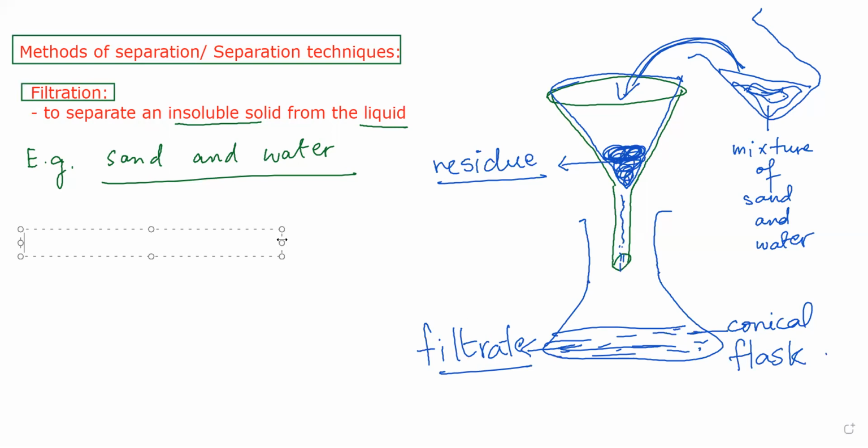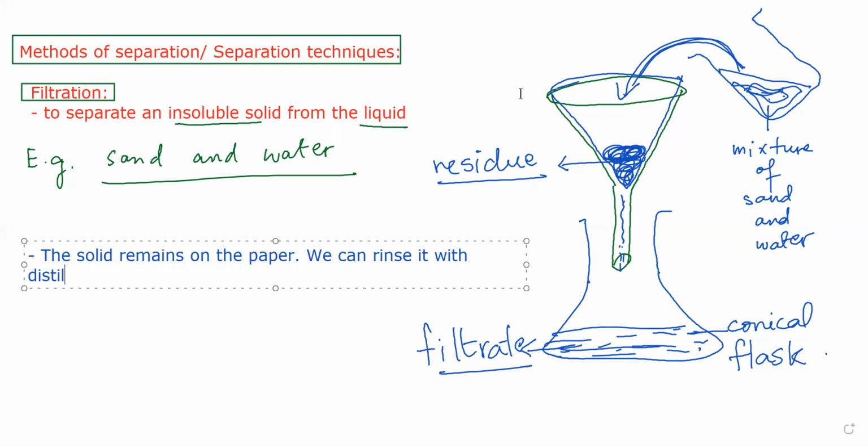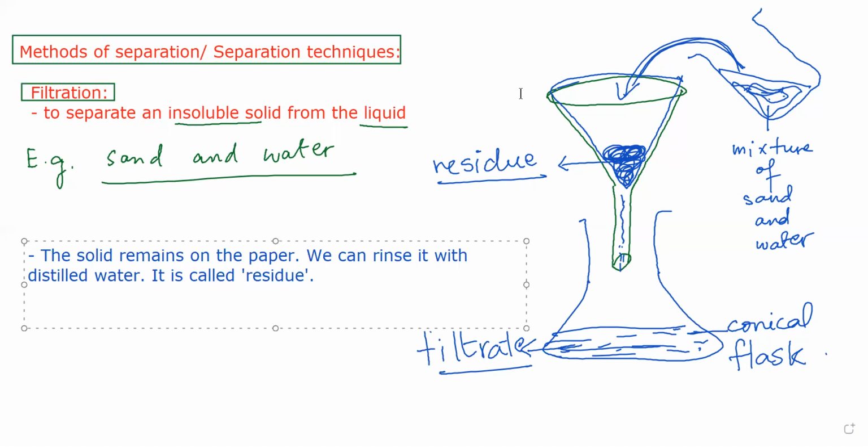So here, let's write our notes on what we have learned about residue and filtrate. Let me write in blue color. The solid remains on the paper. In this case, we can rinse it with distilled water to obtain a cleaner version of it. It is called residue, as we have mentioned.